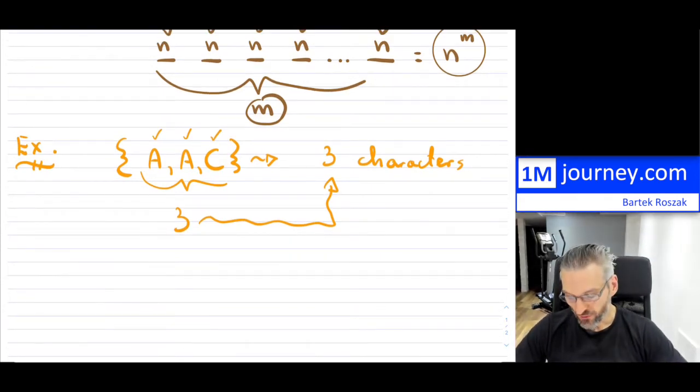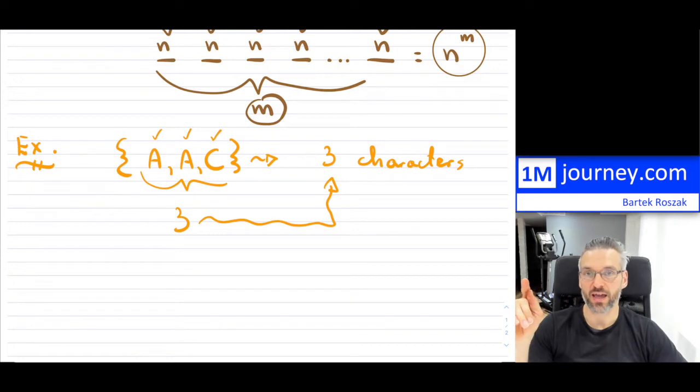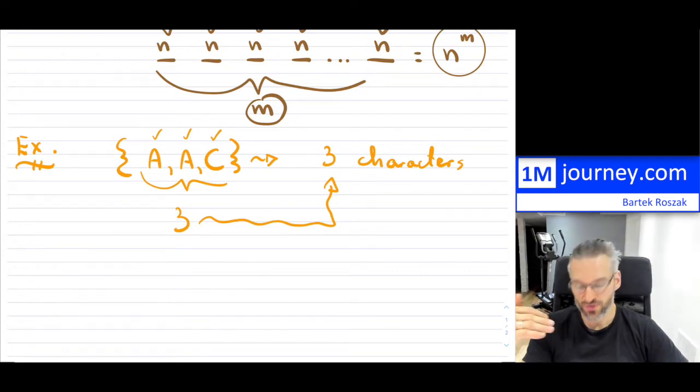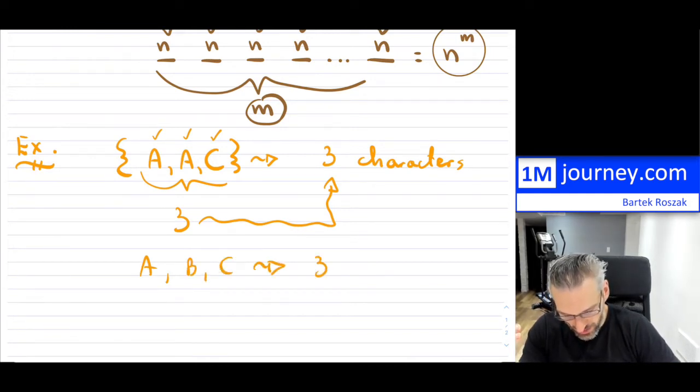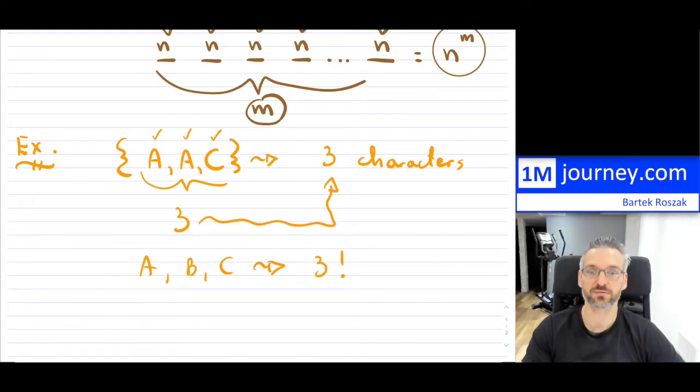Now, if we didn't have the A repeated 2 times, then it would have been pretty simple. You will remember that by permutations, if I, for instance, had A, B, and C, then this would have been just 3 factorial.